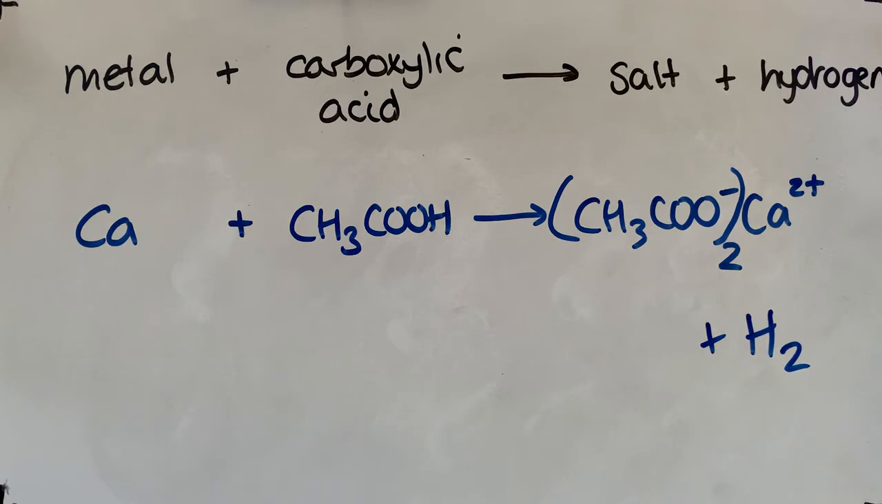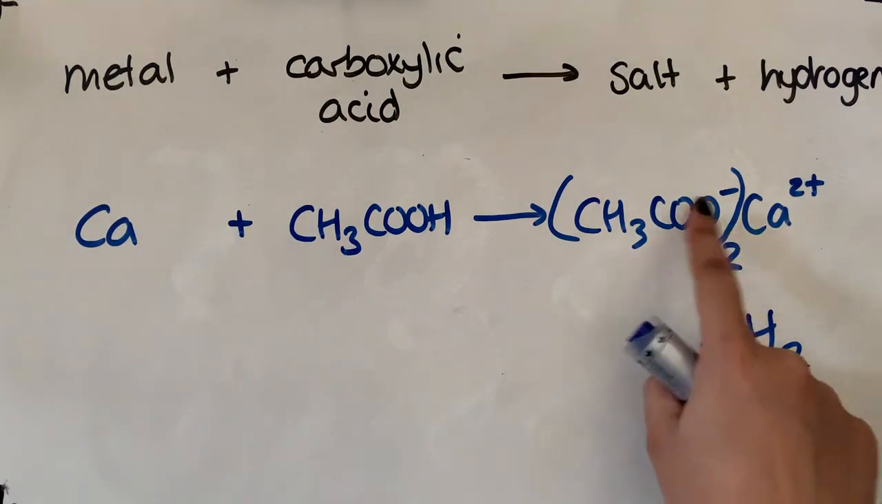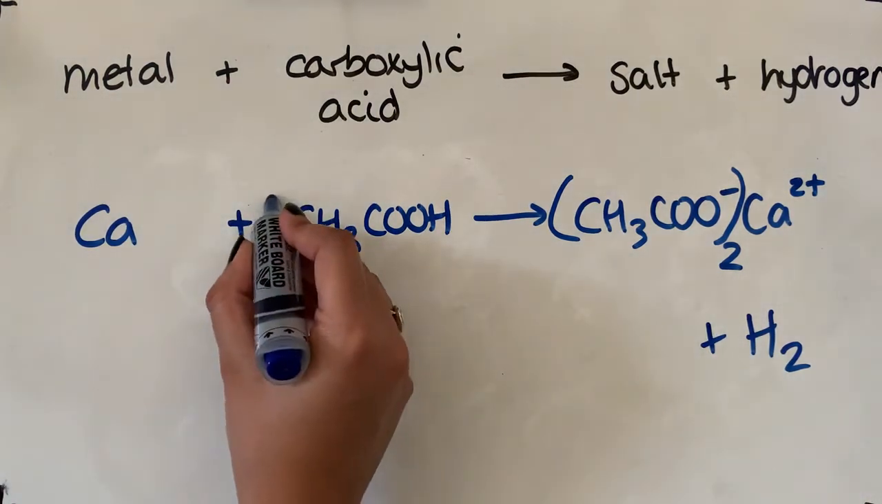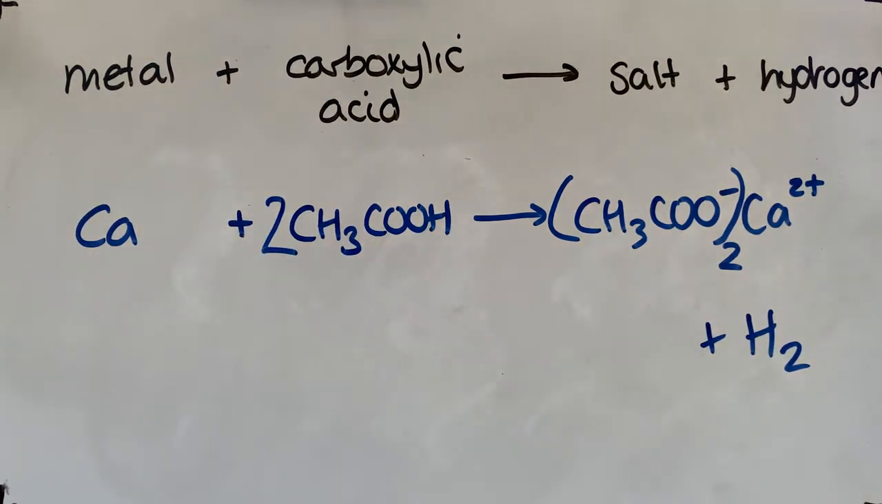And now you also have to balance it. So as you can see, we've used 2 of the ethanoate. We're forming 2 hydrogens as well. So therefore, you've got to have a 2 in front of there.